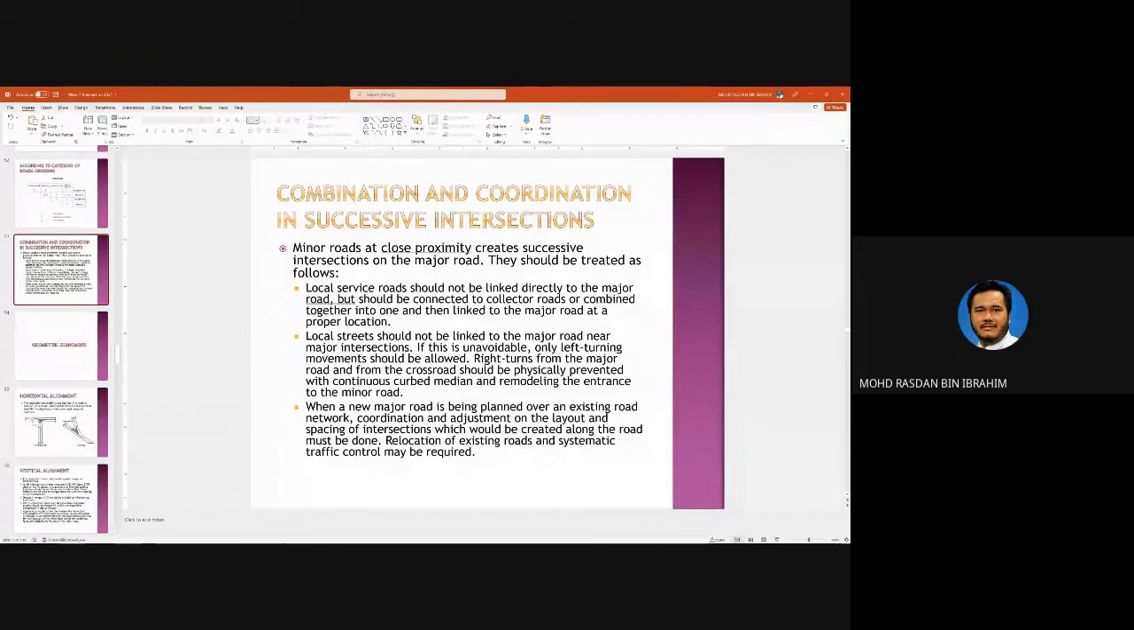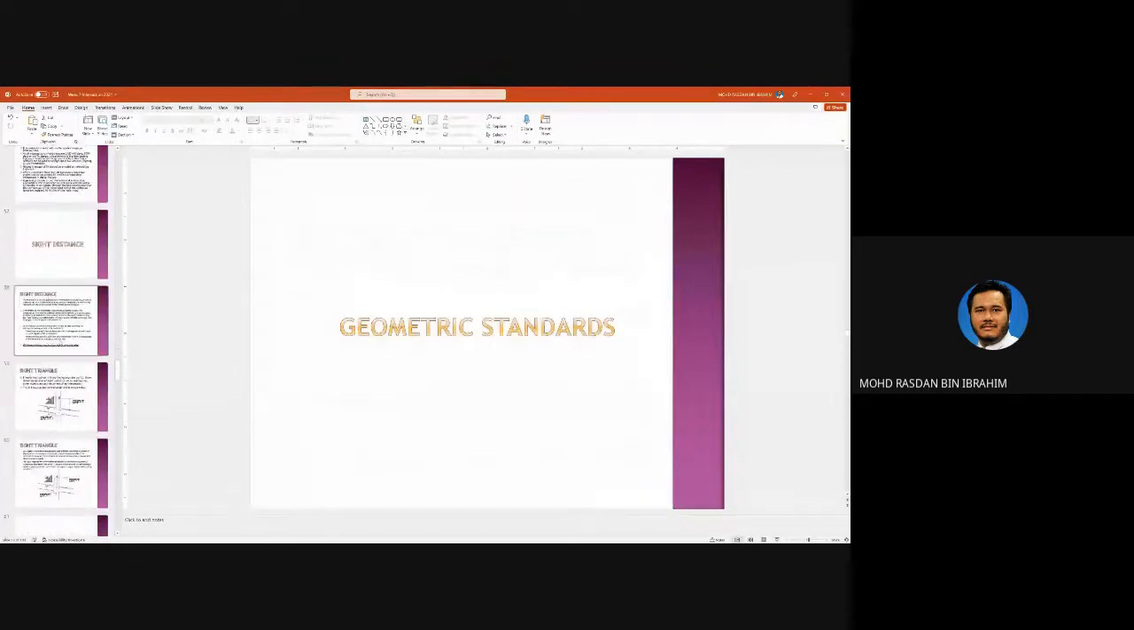When a new major road is being planned over an existing road network, coordination and adjustment of the layout and spacing along the road must be done. Relocation of existing road and systematic control may be required. This is theoretically meaning that you should organize the spacing and also the design of the layout for the intersections.